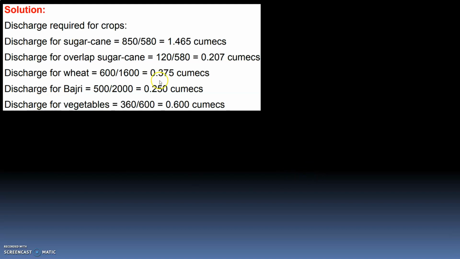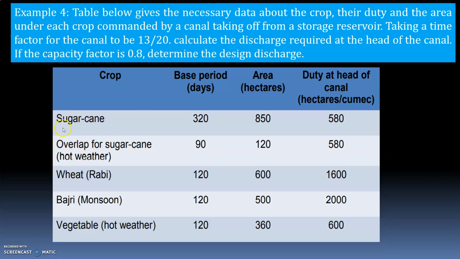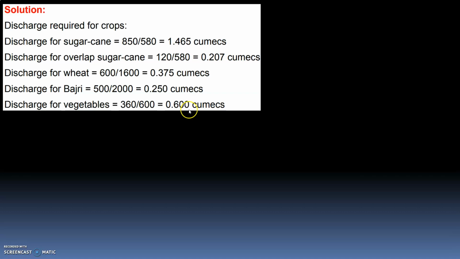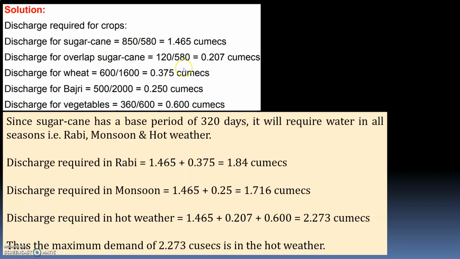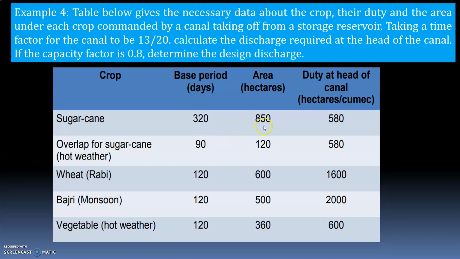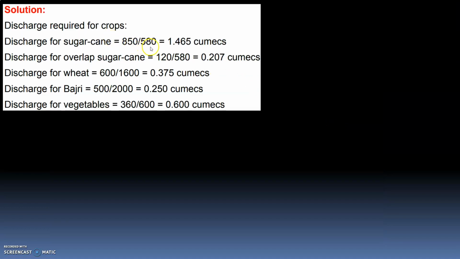So let us take the first example, that is sugar cane. The discharge is equal to area divided by duty. For the sugar cane, area is equal to 850 and divided by duty, that is equal to 580. So 850 divided by 580 is equal to 1.465 cumecs.